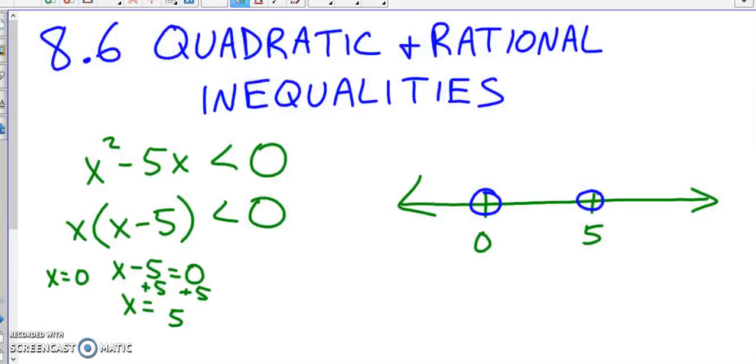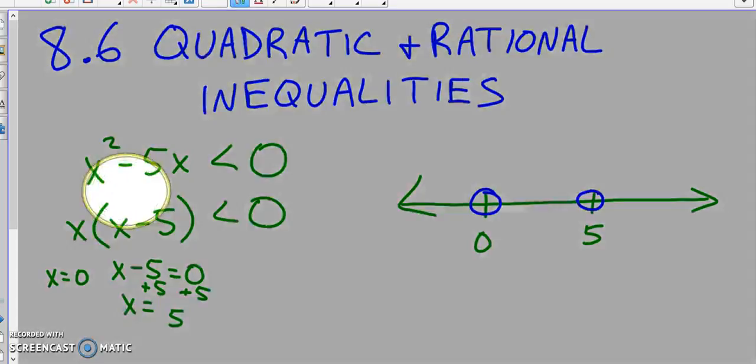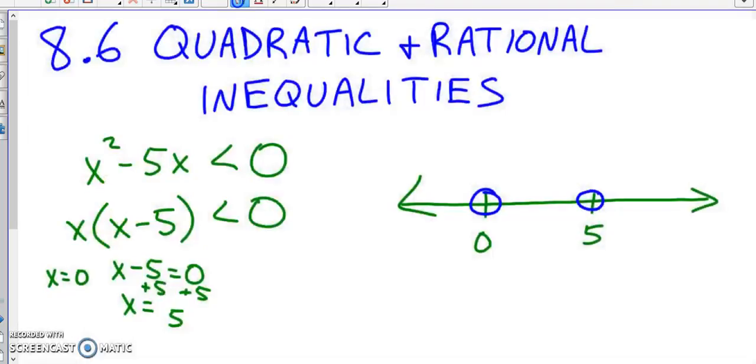And so what we're going to do is pick a point from each region and plug it into this expression, and we're going to see what kind of number we get as a result. Now, I can either plug into this, or I can plug into the factored form. It doesn't really matter. So I'm going to pick a point from over here.